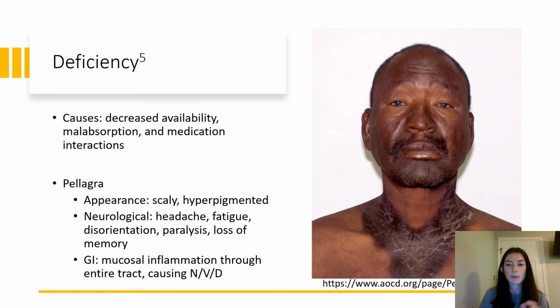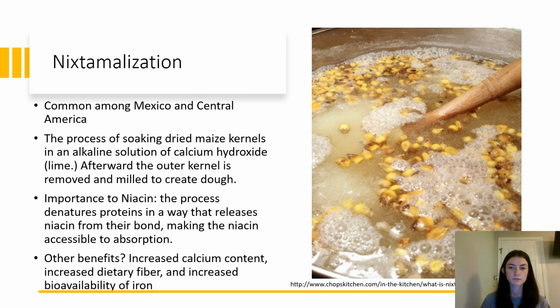And then the picture that I've included is a man with pellagra, and what he has around his neck, they refer to as a necklace of pellagra deficiency. And the skin first starts out looking like a sunburn, but then it goes into looking, again, hyperpigmented, scaly, and cracked.